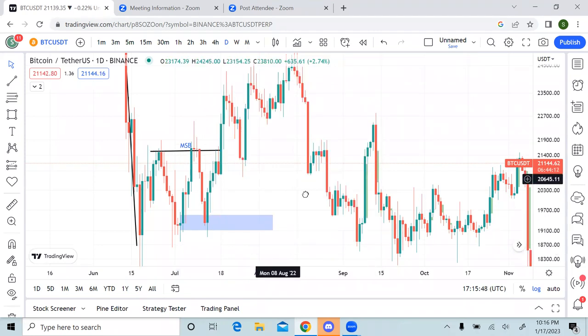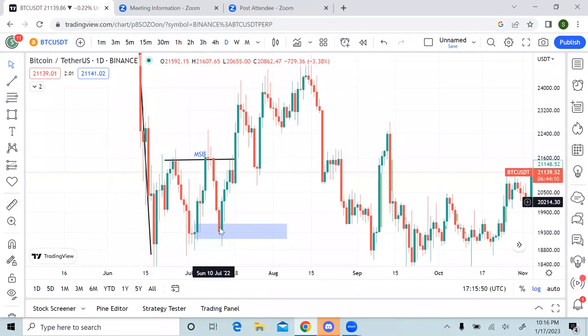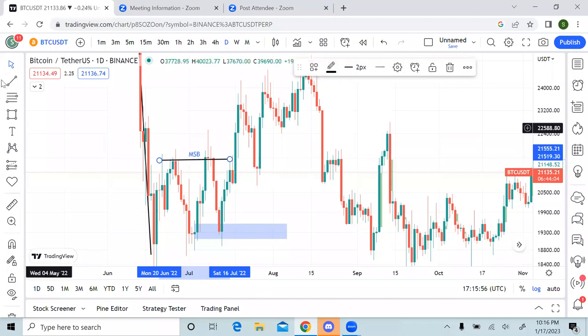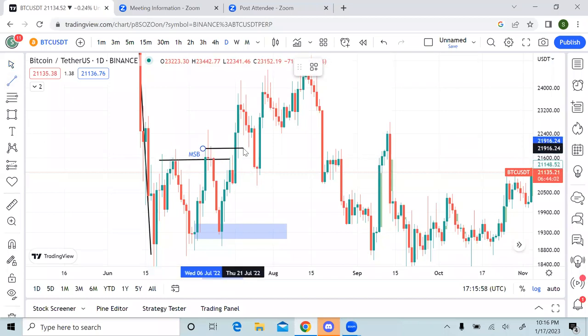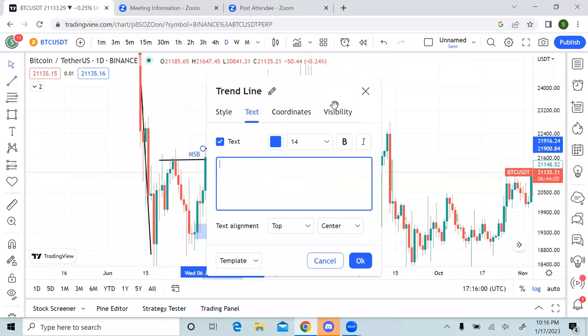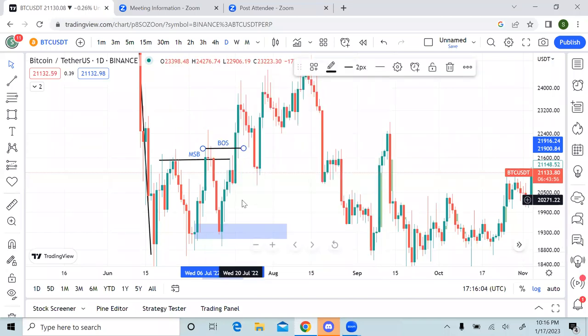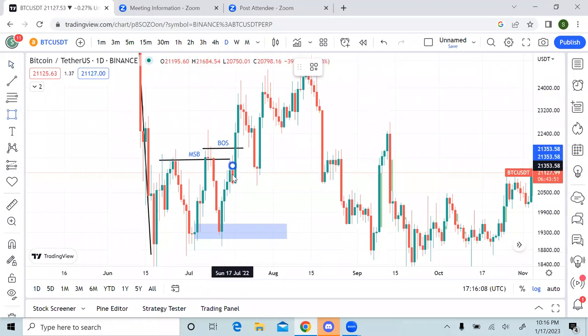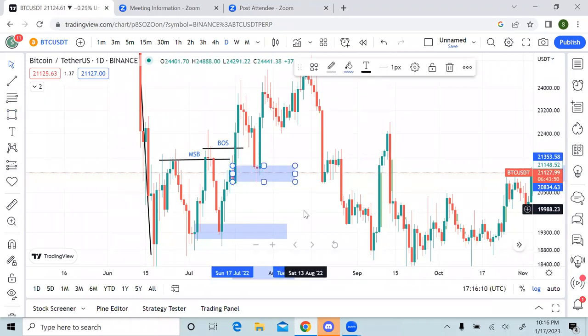MSB created here, price came to the bullish order block, tapped here and goes up. After the MSB, we created a BOS here, which shows the continuation. BOS shows that the trend will continue. Again it came back to the order block here and goes up.